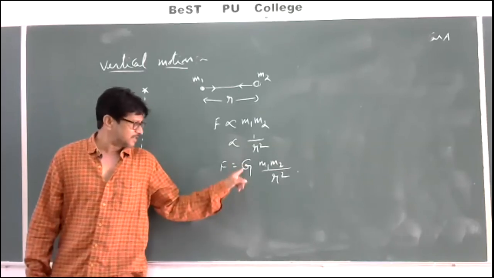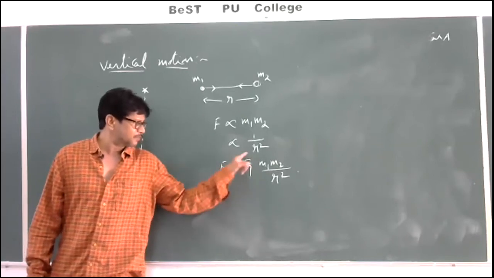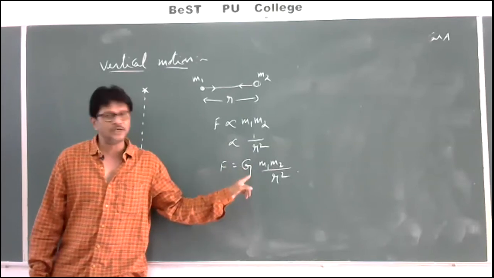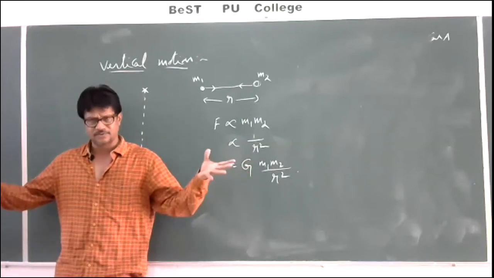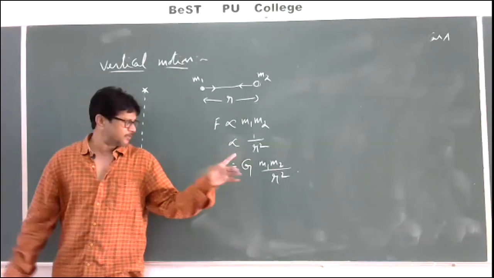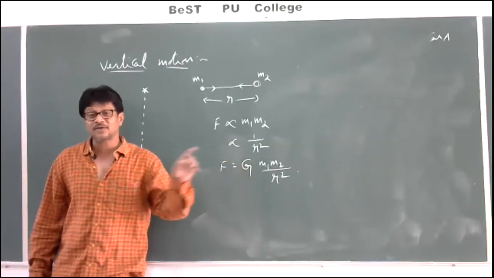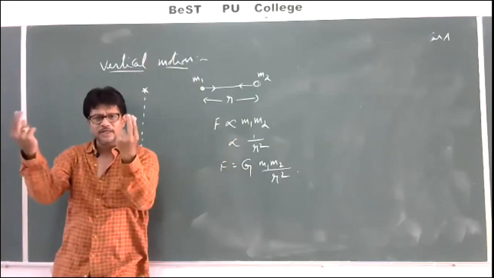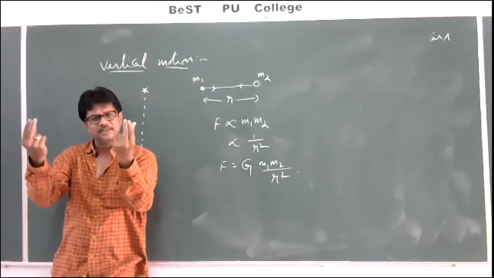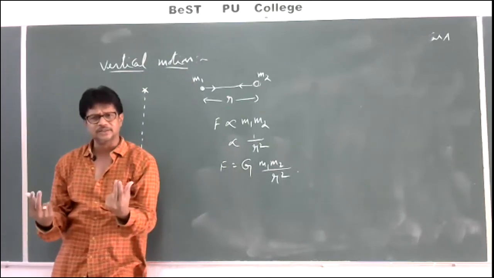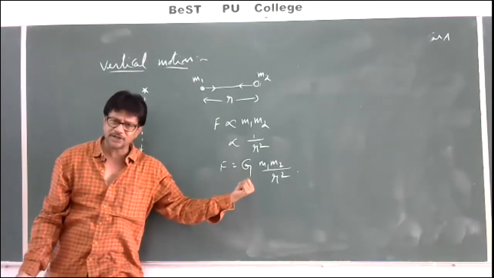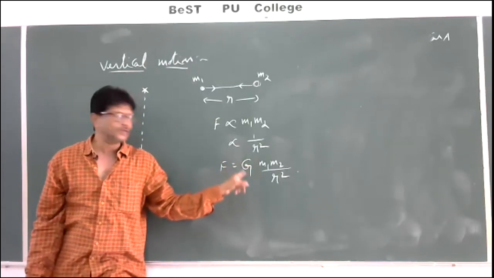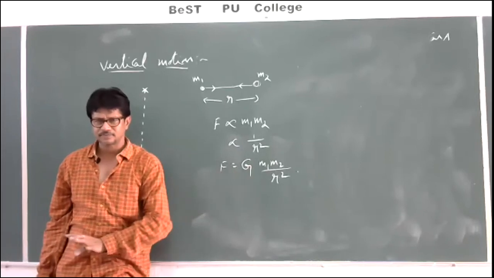Okay. And since the G value, we are calling it a universal gravitational constant, that means its value remains constant throughout the universe. So G value will not vary with respect to a medium. If you take two bodies in air, or the same two bodies in water, the G value will not change. G remains constant. That's why it is called a universal gravitational constant.